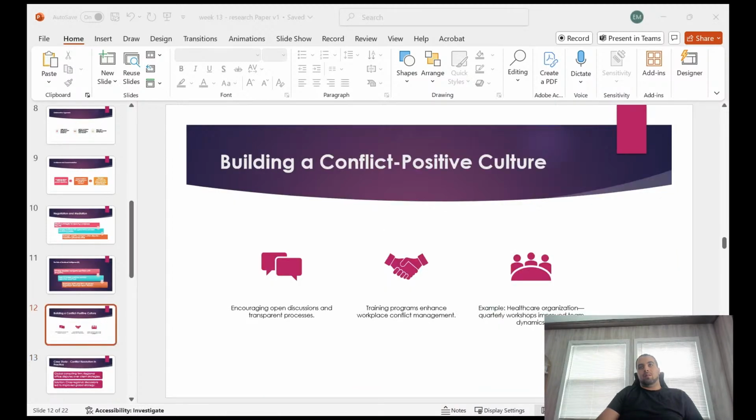Next, we're going to talk about building a conflict positive culture. It normalizes disagreement as a means for growth and innovation. Leaders must create an environment where conflict can be addressed constructively. For instance, a healthcare organization implemented quarterly conflict resolution workshops that improved communication and reduced workplace tension. Open discussions, training programs, and inclusive policies are key elements of fostering a healthy conflict culture.